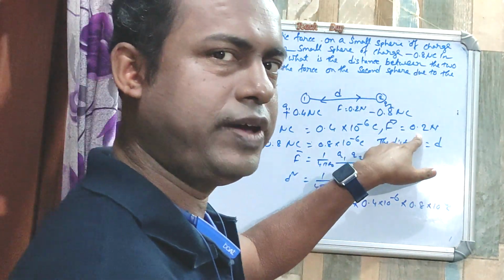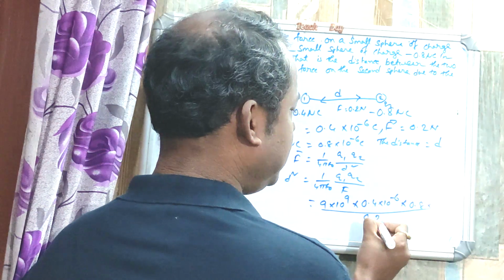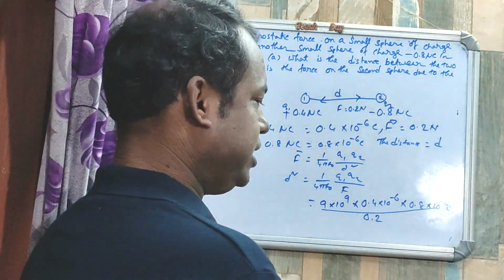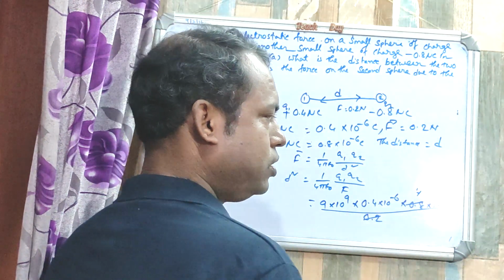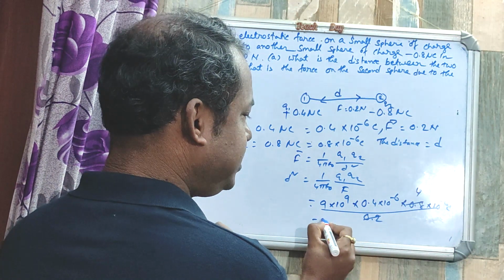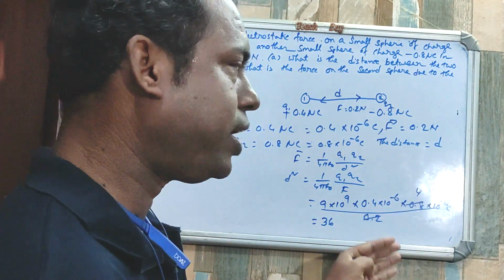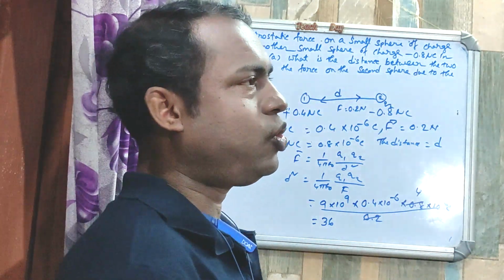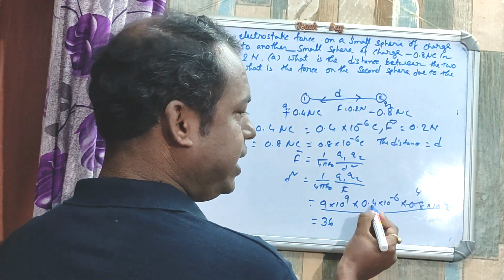What is the value of F? That is 0.2 Newton, so divided by 0.2. Now we just want to solve it. So 0.2 and 0.8, this one cancels out, leaving 4. So 9 into 4, what is the value? That is 36. In this way you solve. When you cancel out in this method, you can add and subtract, so by this you can solve any problem. So 9 into 4 is 36.